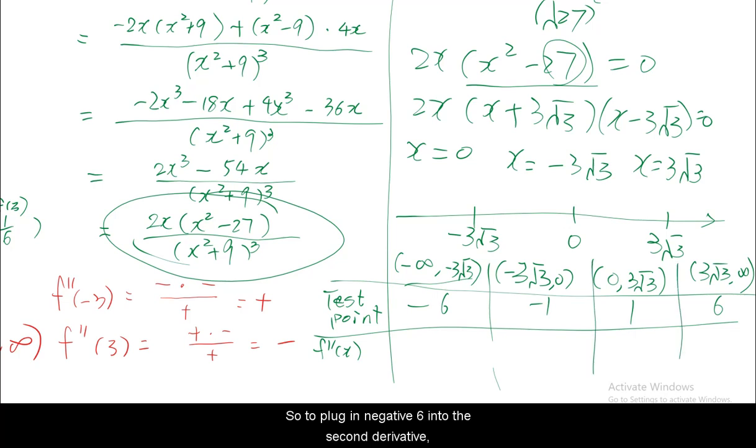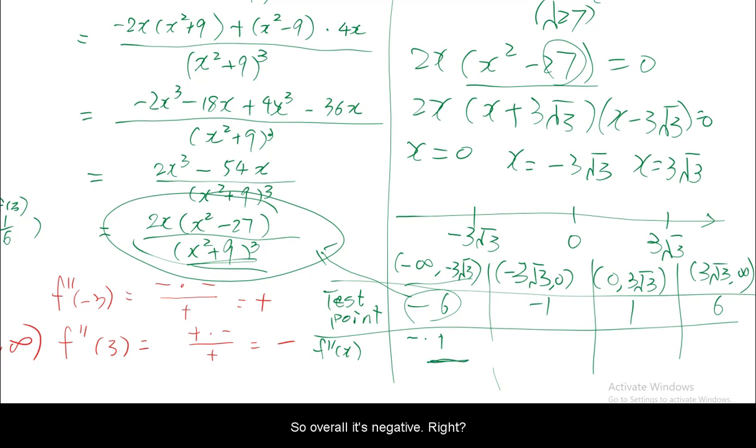Okay, so to plug in negative 6 into the second derivative, which is over here, that is negative times positive divided by positive. So overall it's negative, right? Plug in negative 1, negative times negative divided by positive. So overall it's positive, right? And plug in 1, positive times negative. So overall it's negative. Plug in 6, that will be positive times positive. So overall positive. All right.